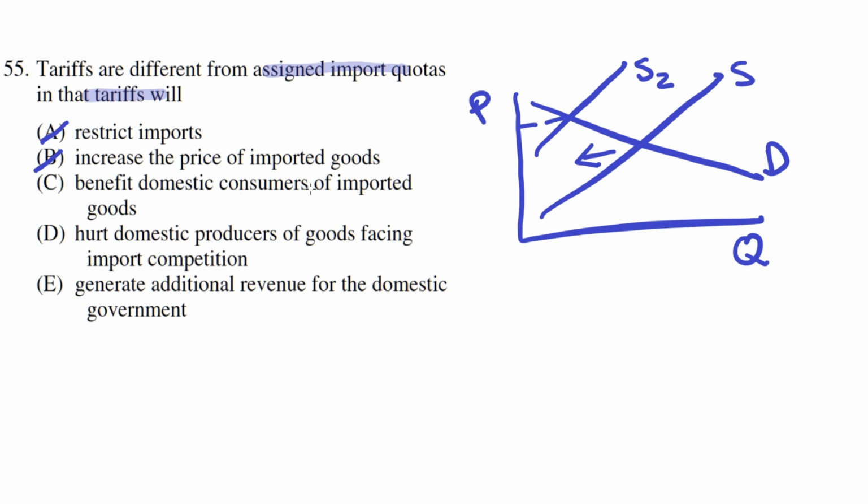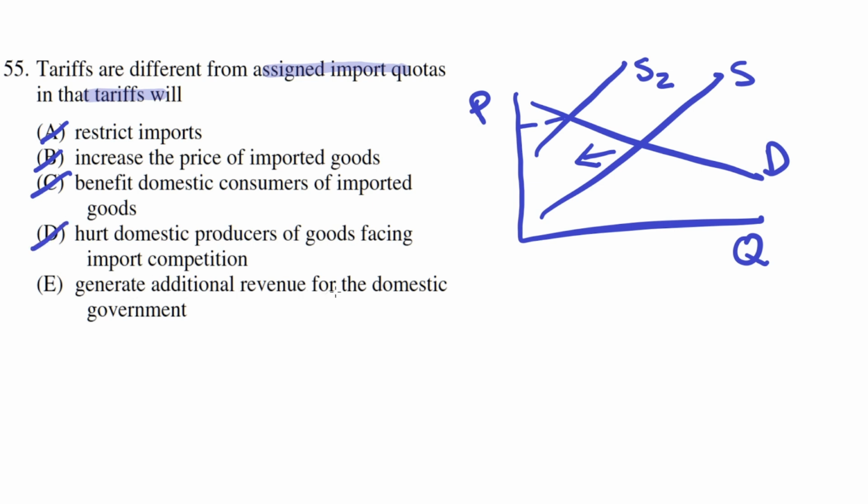C. Benefit domestic consumers of imported goods. This is incorrect because neither tariffs nor quotas benefit domestic consumers. They do benefit domestic producers, though, so C is incorrect. D. Hurt domestic producers of goods facing import competition. This is incorrect because both tariffs and quotas help domestic producers. They don't hurt domestic producers. So D is incorrect.